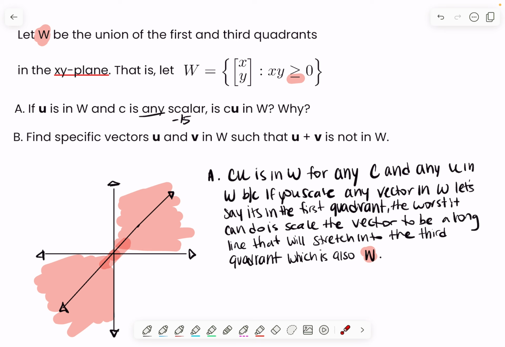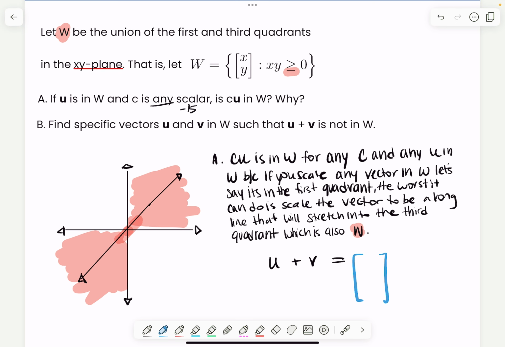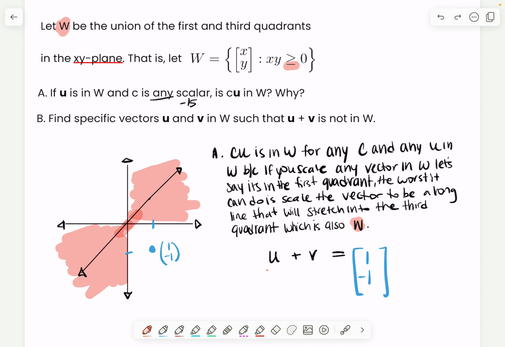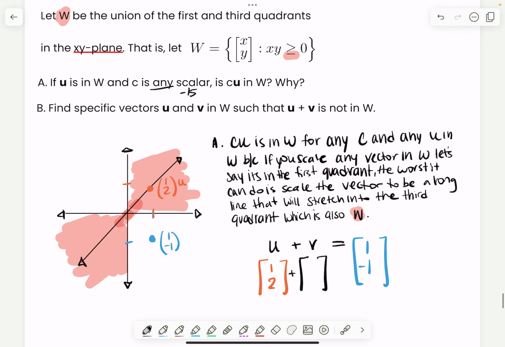And then for B, we're told to find specific vectors U and V in W such that U plus V is not in W. So my strategy is to pick a vector that's outside of W, so not in the pink area. So maybe something like this where it would be 1, -1. Then for my vector U, I'm just going to pick a vector inside W, so inside the pink space. So let's say I pick something like over here where it's 1 and 2. This is vector U. Then to find my other vector, I just ask myself, how can I get from here to here? Well, I add nothing.